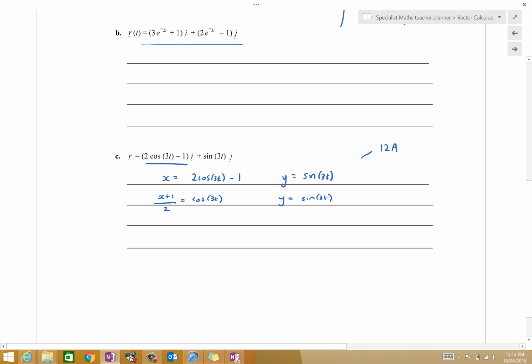Now, what would be my Cartesian relationship between these? I have cos and I have sine. So it's not going to work out like it did in the first one. What could you say that my Cartesian equation, the relationship, is?